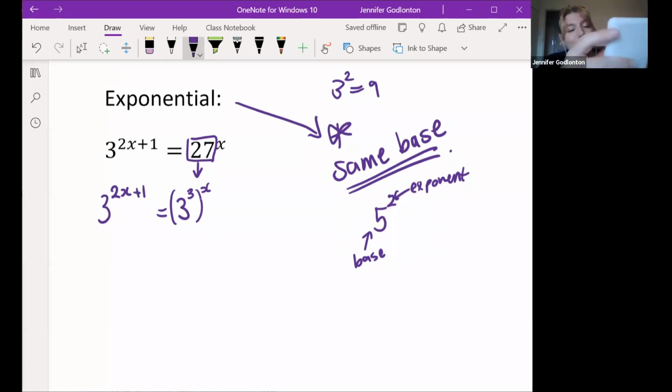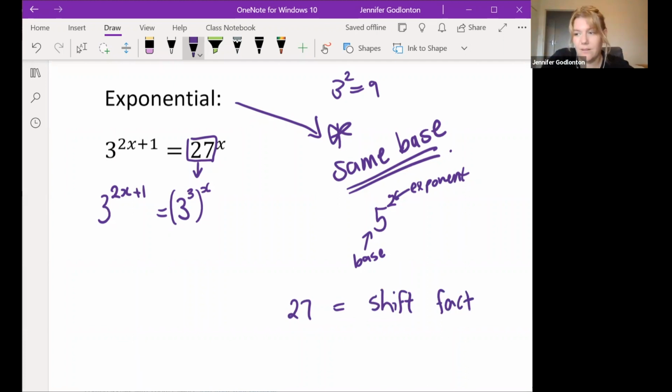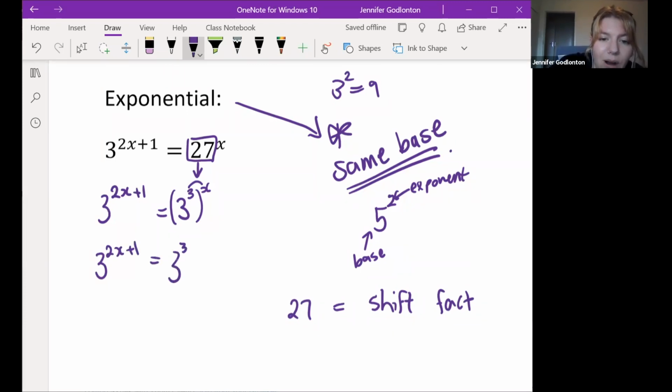Now, on your calculators, you're going to write 27. Okay, so I've written 27, push equals. 27 equals, this works for any number though. Shift fact. And you will see it gives you 3 to the power of 3. Okay, 27 equals shift fact. All right, when we have a power to a power, we multiply. So we get 3 to the power of 2x plus 1 is equal to 3 to the power of 3x.